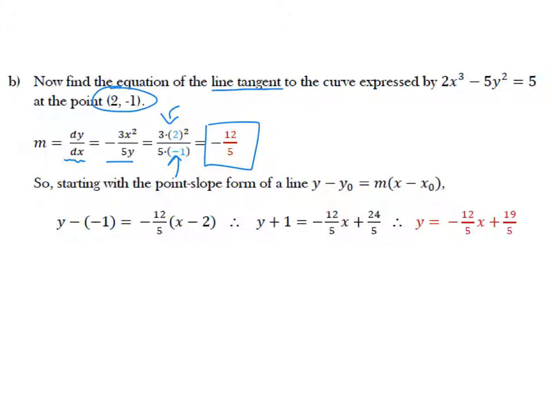And then I'm just writing the equation of a line. This time I use the point-slope form, y minus y naught equals m times x minus x naught. So y naught is my initial starting value, negative 1 for the y. I have 2 for my x, and I plugged in my slope. I clean it up, and I can get my equation. So y equals negative 12/5 x plus 19/5.